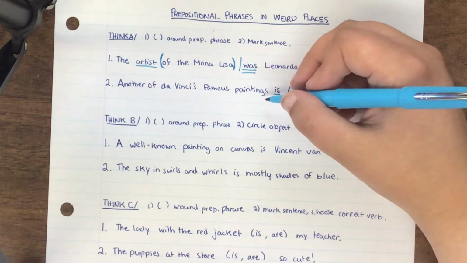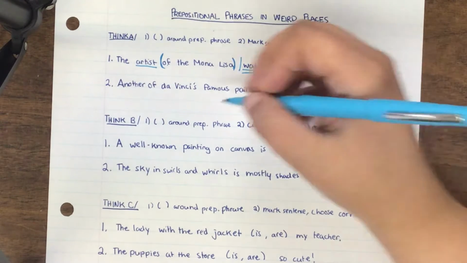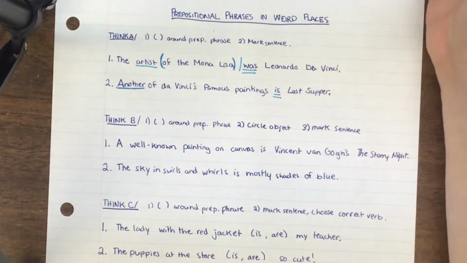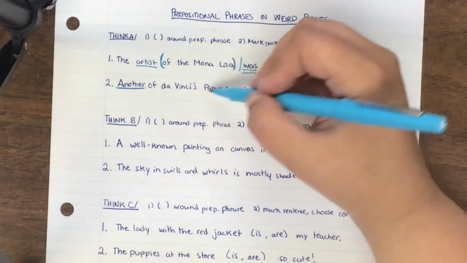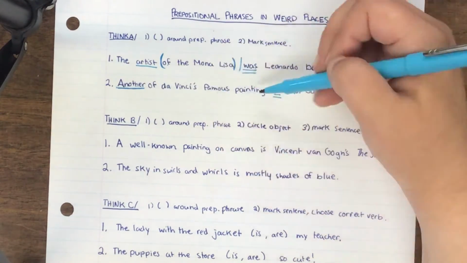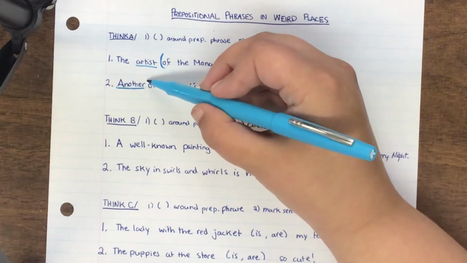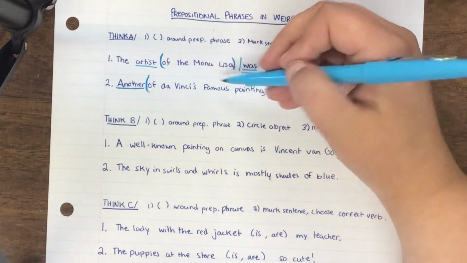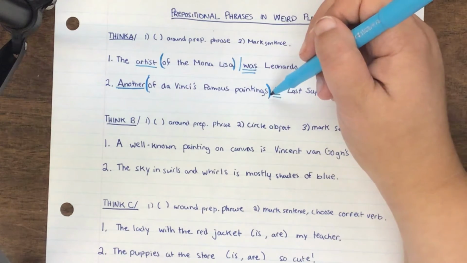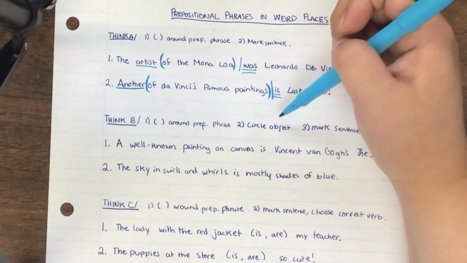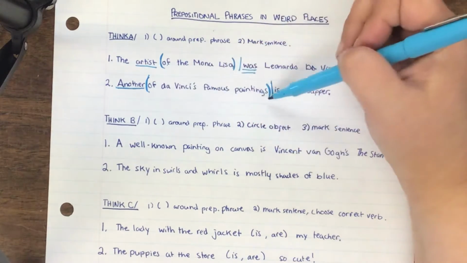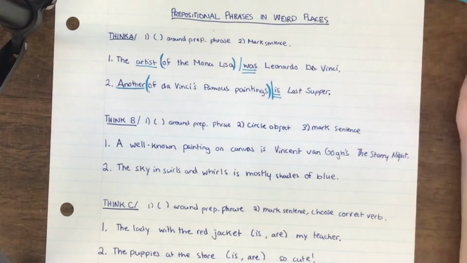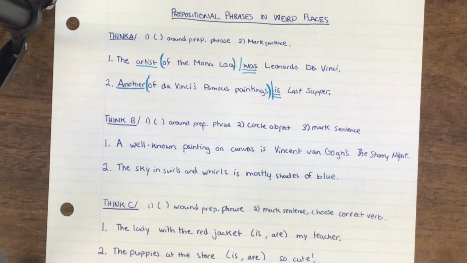But really, the subject of this one is really tricky. It's actually the word another. Another is this. Paintings is part of another prepositional phrase starting with the word of and ending with the word paintings. Of what? Of Da Vinci's famous paintings. So very tricky there, but the prepositional phrase happens in between the subject and the verb. So that's one thing to look out for with those ones.